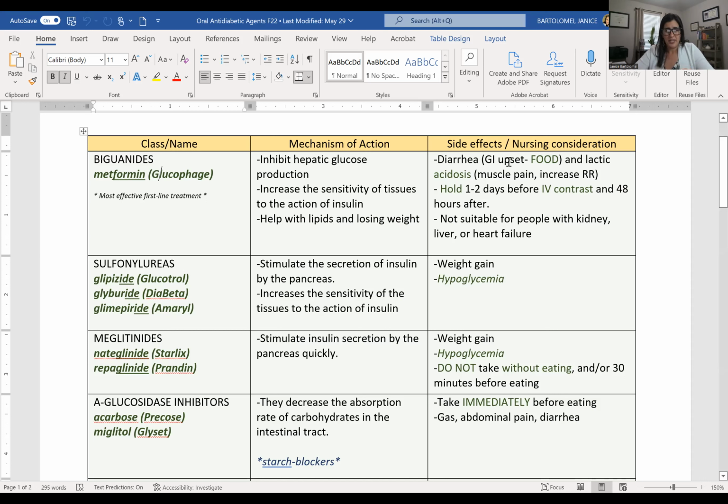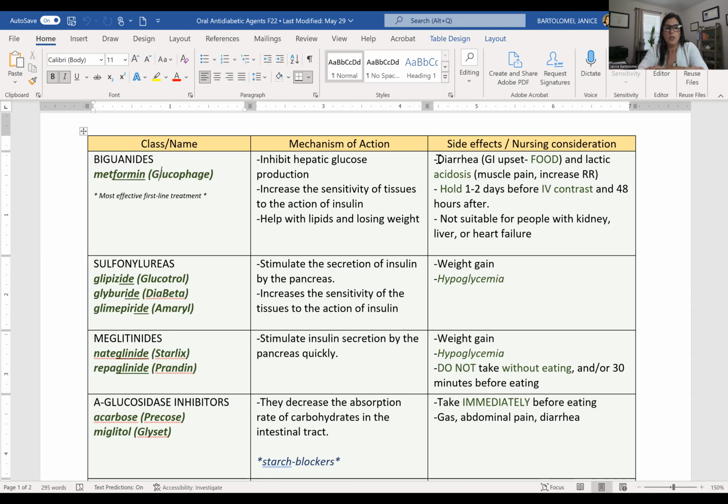It does have some side effects that patients don't like, and a lot of the times they stop taking it because of these, and it's diarrhea, this GI upset every time they eat. You need to hold it 1 to 2 days before IV contrast and 48 hours after contrast. IV contrast is filtered through the kidneys and it's kind of harsh on the kidneys. So that is why we hold it. Not suitable for people with kidney, liver, or heart failure.